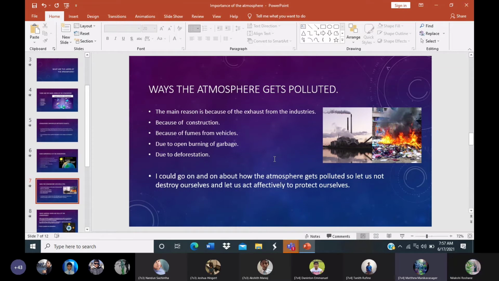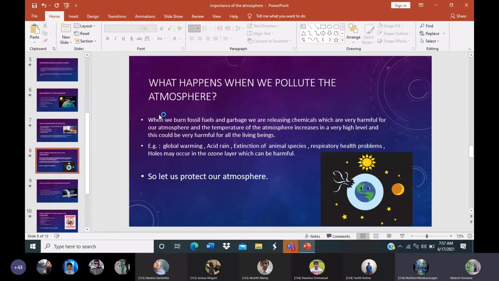I could go on and on about how the atmosphere gets polluted, so let us not destroy ourselves and let us act effectively to protect ourselves. Now let us go to see what happens when we pollute the atmosphere.